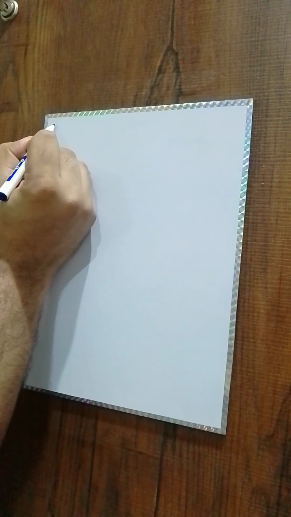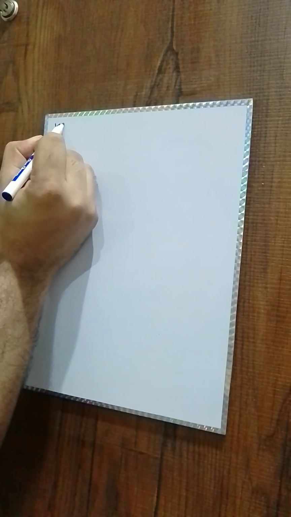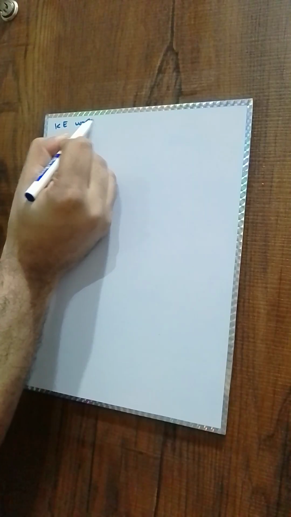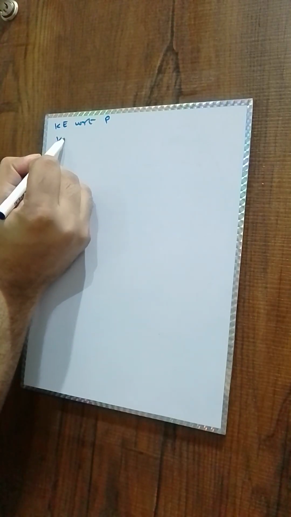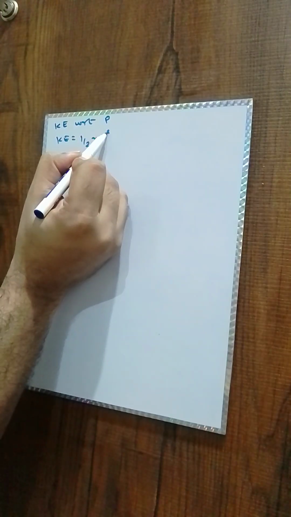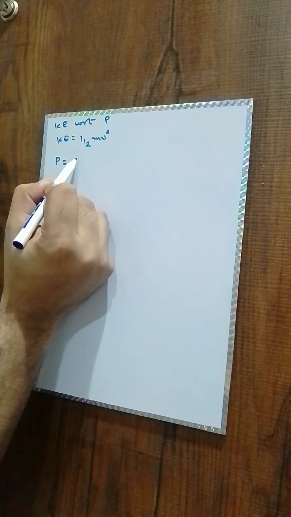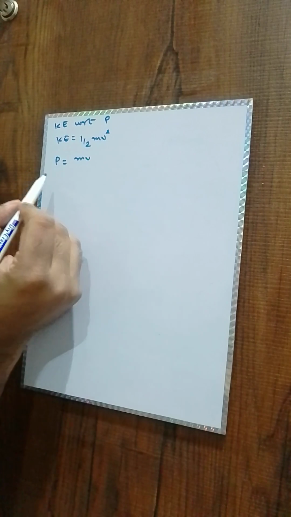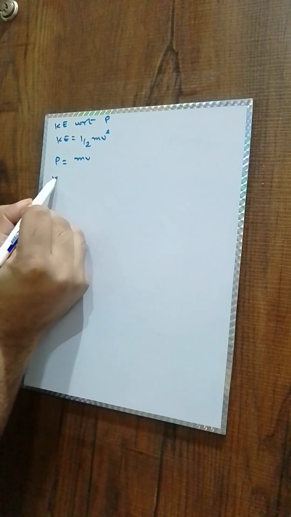So now kinetic energy in terms of momentum, another interesting manifestation. Kinetic energy with respect to momentum. As we know, kinetic energy is equal to half mv square, and we also know that linear momentum is equal to mass times velocity.